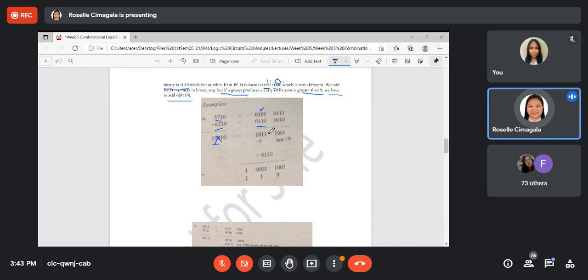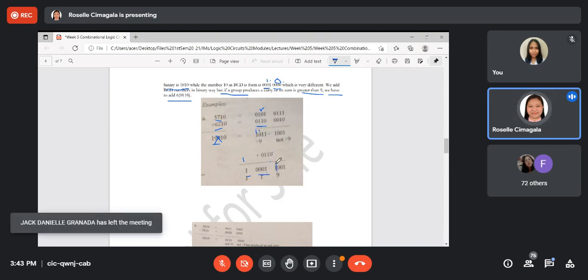We have here 1 plus 0 is 1, and then 1 plus 1 is 0, carry 1, and then 1 plus 1 is 0, carry 1, 1 plus 1 is 0, carry 1. So the answer is 1 0 0 0 1 0 1, which is 119. So that's how we did BCD addition.